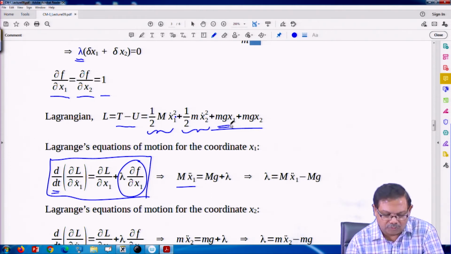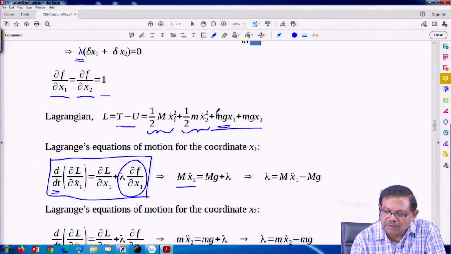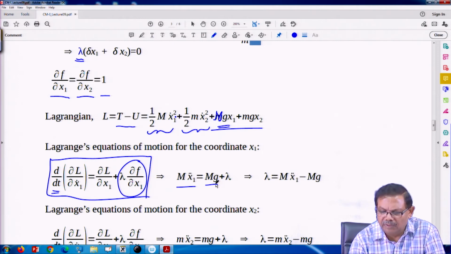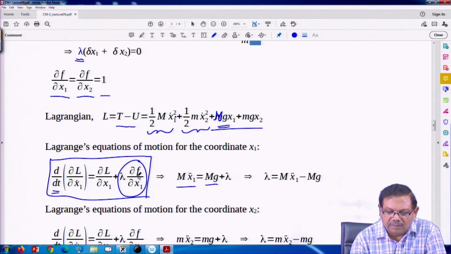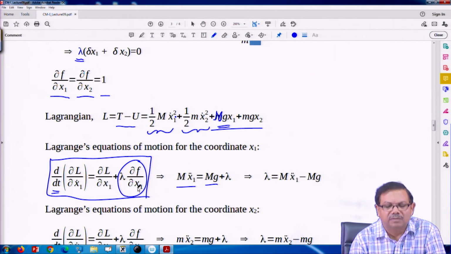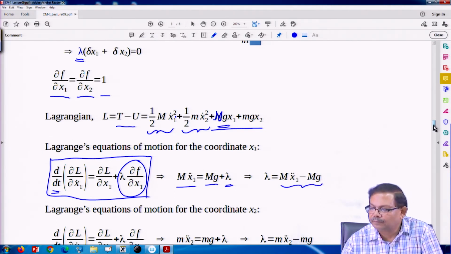Here with x 1 it is uppercase M and with x 2 it is lowercase m. So, Mg is what is coming here, and dou f dou x 1 is 1, so then plus lambda. This is my equation. So, the Lagrange multiplier I can write in terms of other quantities: m x 1 double dot minus m g.